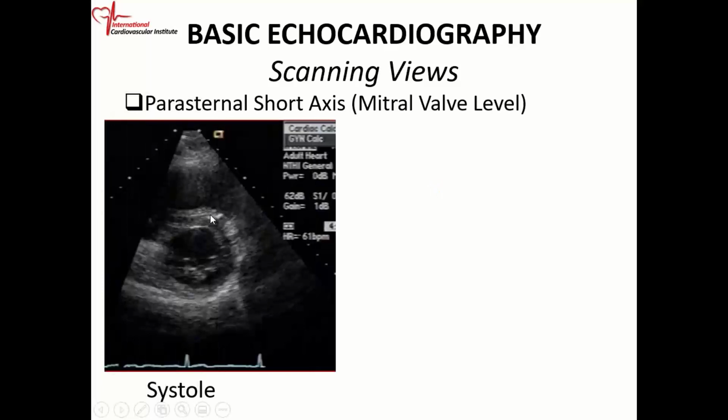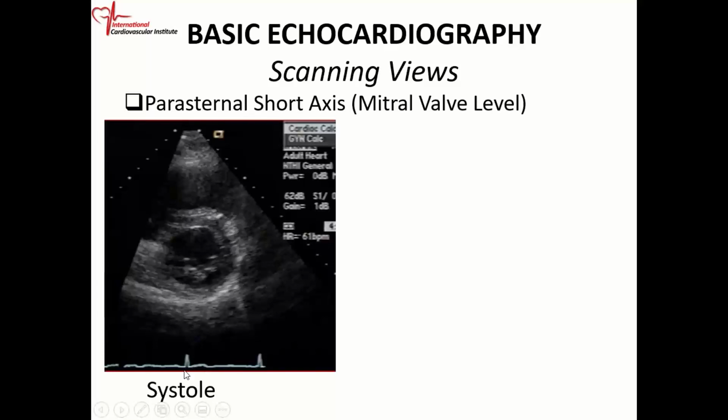So this is short axis at the level of the mitral valve. This structure here is the mitral valve. Again, this is your transducer right there. This is a systolic frame, so it's before the end of the T wave. This is your ECG. This is the QRS complex. This is the T wave.